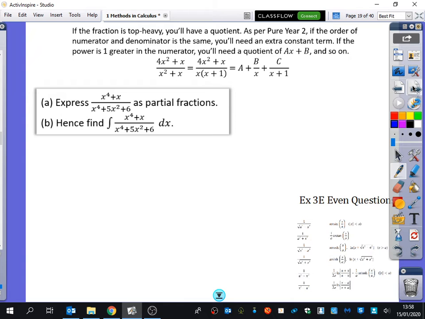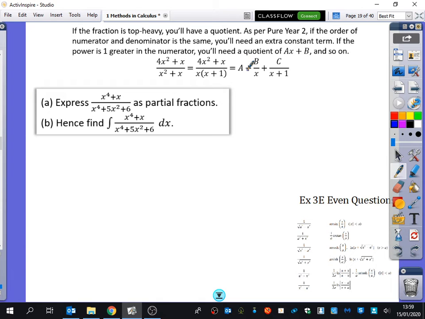So I think I'm just going to do one more question with you, and then we've finished chapter 3. But this one's kind of fun. So is the question showing in chapter 6? This is an example of a top-heavy fraction. I've said here, if the fraction is top-heavy, you'll have a quotient. And when we say quotient, we mean the extra bit that comes out, the whole amount that you have.